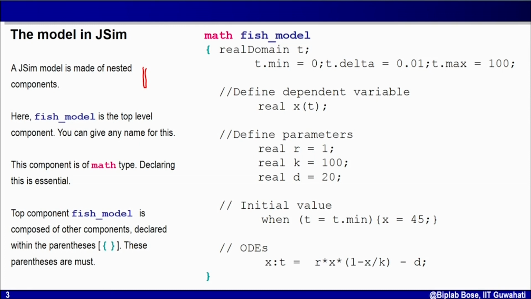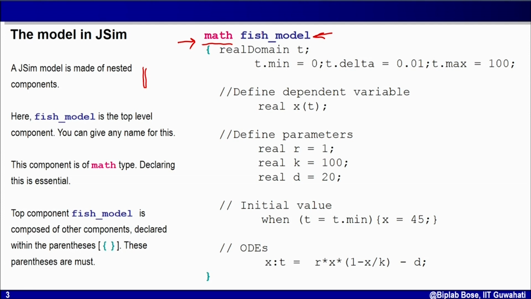One nested into another. So in this model, the main component is fishmodel. It is the name of my model that I have given. You could give any other name. Now each component of a JSim model has a particular type. For example, the model that we are doing is a mathematical model and its name I have given as fishmodel. So I will denote it as math type as shown here. So you have to write math so that the JSim compiler can understand this is a mathematical model and it has to use all the mathematical library functions that it has.